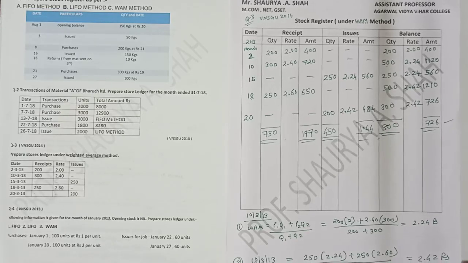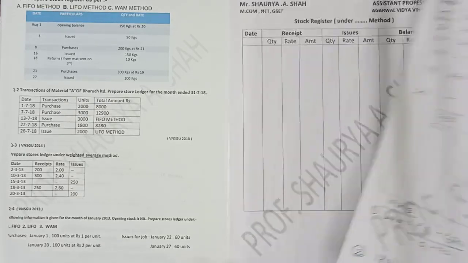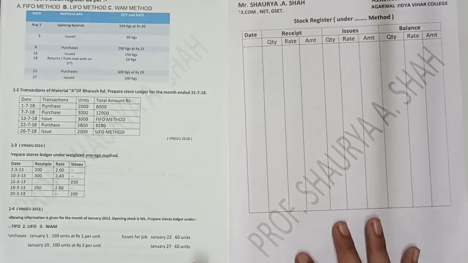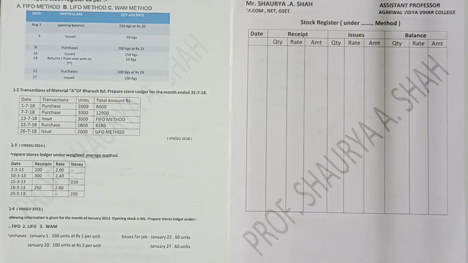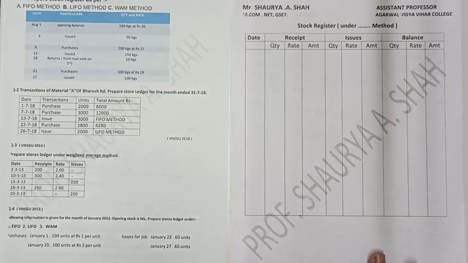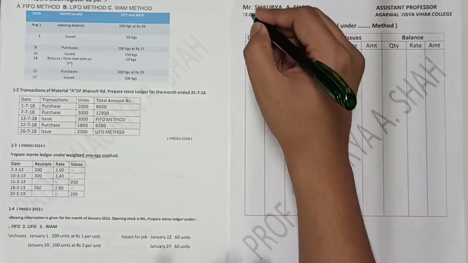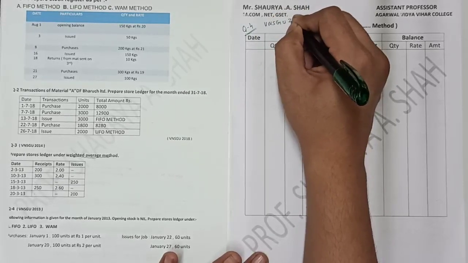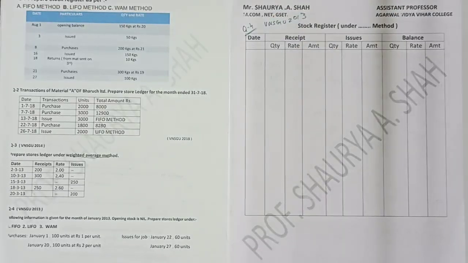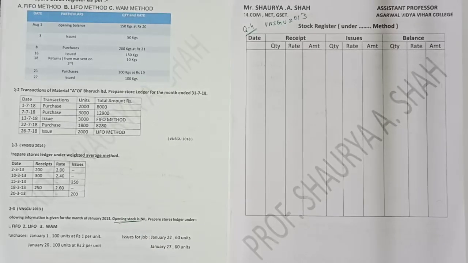Okay, fine, students. So we'll be beginning with it, right? You need to prepare 3 formats, right? One for your FIFO, one for your LIFO, and third for your weighted average method, right? As you can see, it is VNSGU 2013 question number 4 of your practice questions, which I have given to you already, right? The following information is given for the month of January 2013. Opening stock is nil, right? So there is no opening stock, students.